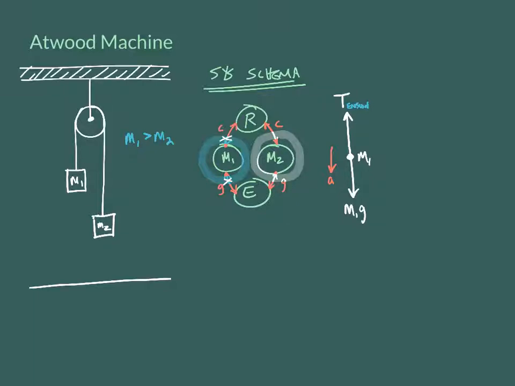Now mass 2 has the same two force interactions. It has the rope force or tension force as well as gravity, except instead of it being M1G, it's M2G. But tension, is tension going to be the same or different? How many tensions do we have in one rope?